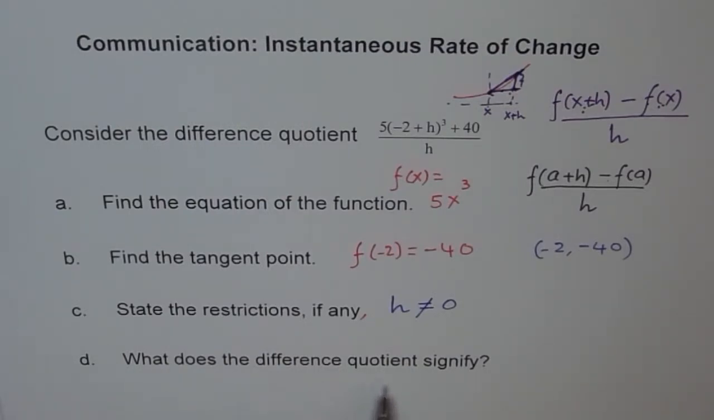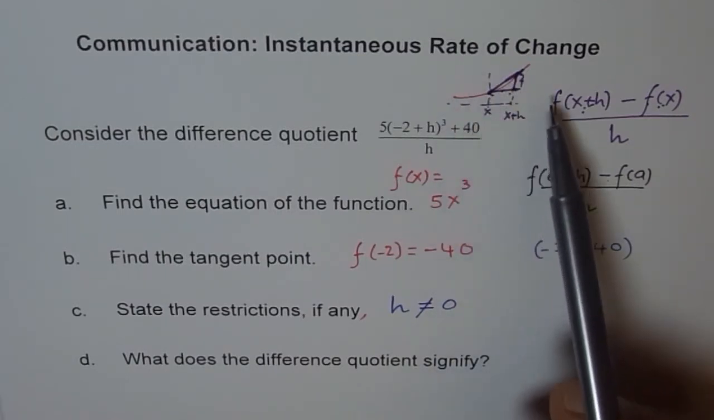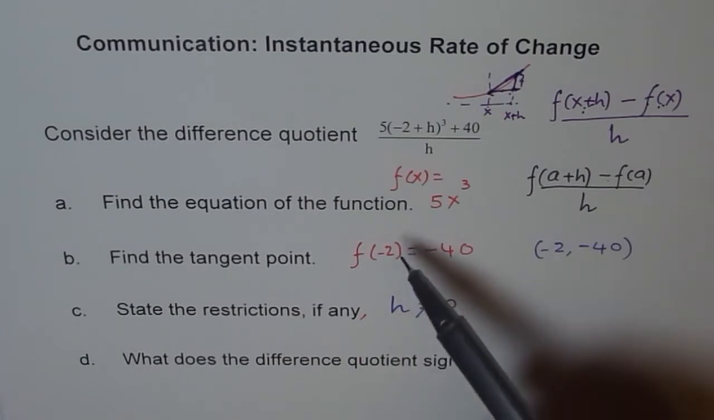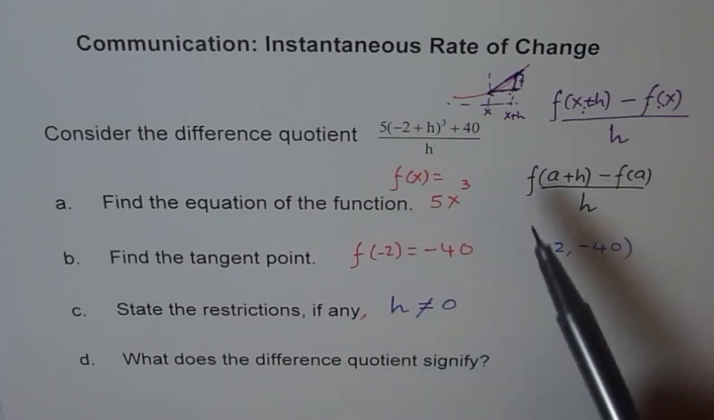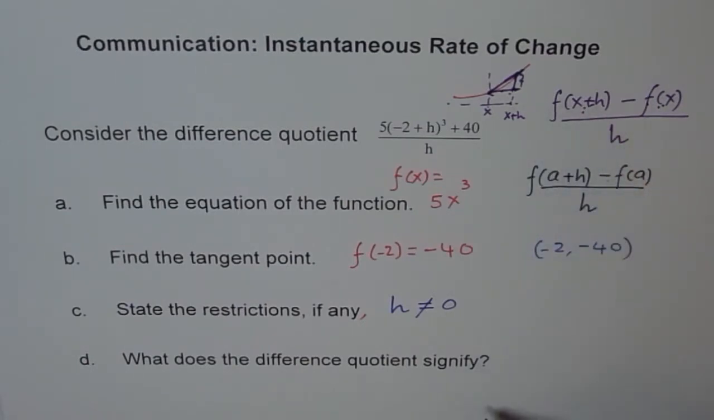What does the difference quotient signify? This I explained right in the very beginning. So you could write all this explanation which I gave you here. Correct? So you could answer the question in this order also, right? So you do this explanation here, explaining all these things, correct? And then you can answer your question perfectly, correct? I hope you get the answer.